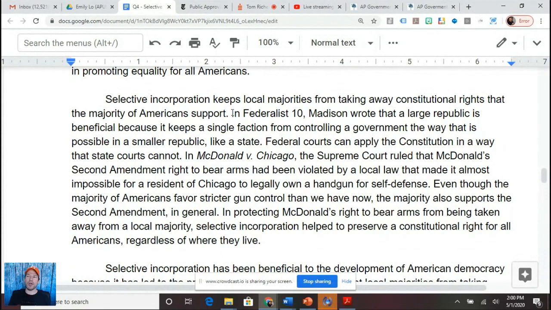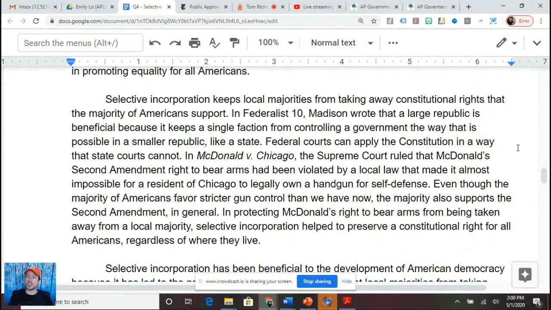Now, in this paragraph, I'll be doing exactly what Raul was talking about. I'm going to be using a court case along with a foundational document. So I'm going to be using Federalist 10 and McDonald versus Chicago as a supplement to Federalist 10. So in Federalist 10, Madison wrote that a large republic is beneficial because it keeps a single faction from controlling a government the way that is possible in a smaller republic like a state. Federal courts can apply the Constitution in a way that state courts cannot.